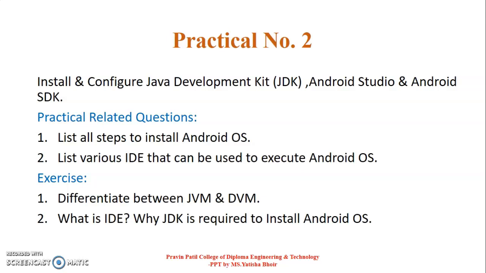So first of all we will do the installation and configuration of Java Development Kit, Android Studio and Android SDK. For performing Android application development programming, we need Java Development Kit, we need Android Studio software and we need Android SDK. With Android Studio, the Android SDK will come. So how to install the JDK?